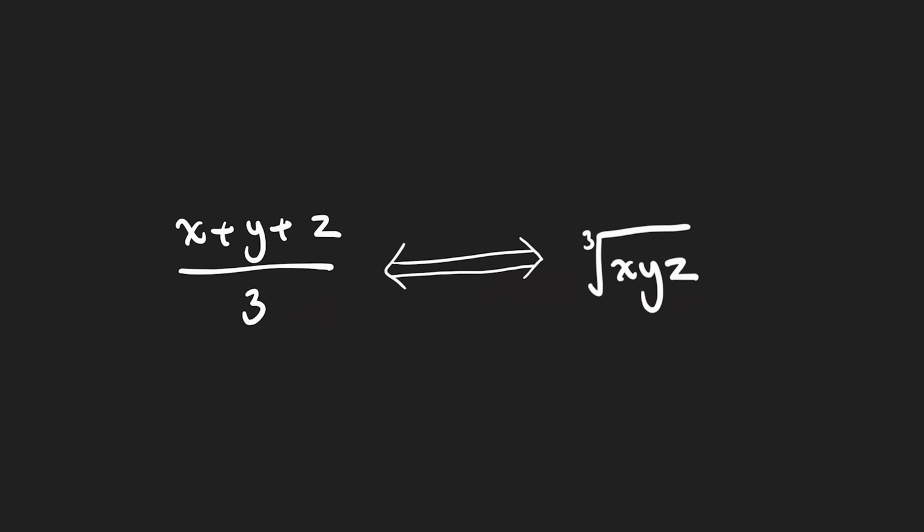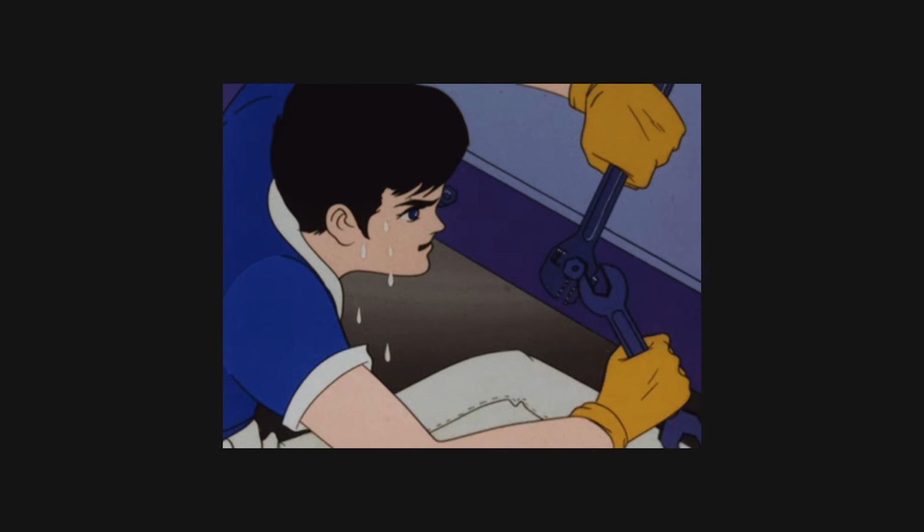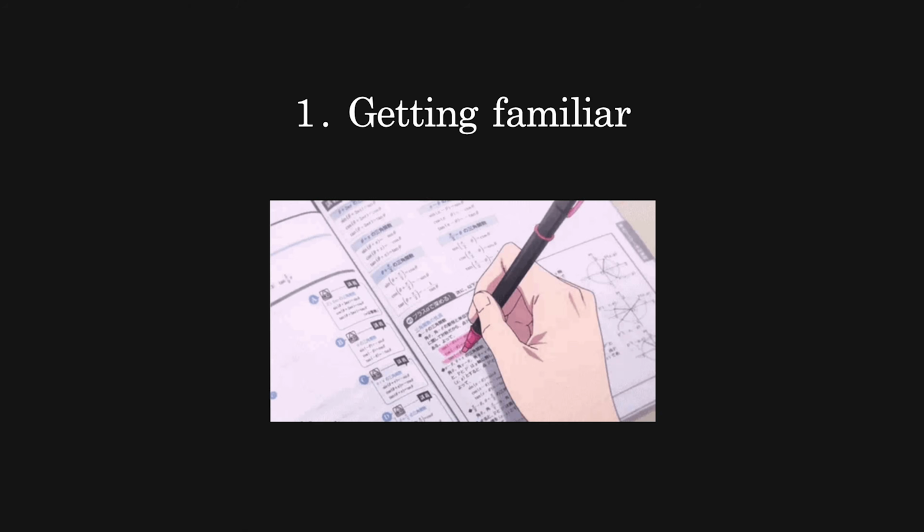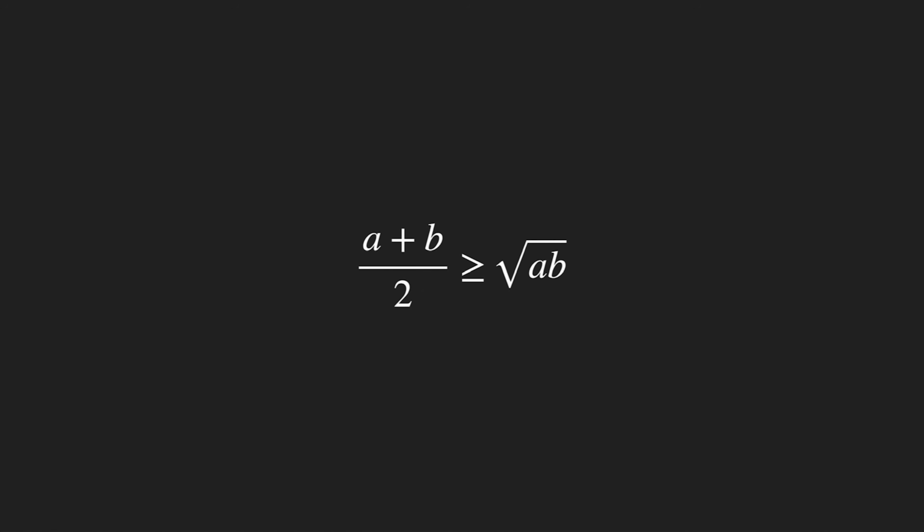Interestingly, there is a relationship between these two means, an inequality that is true no matter what the values of x, y, and z are. This inequality serves as a useful tool for many problems down the line. Let's start small. Can we show that the arithmetic mean of two non-negative numbers, a and b, is always greater than or equal to the geometric mean?